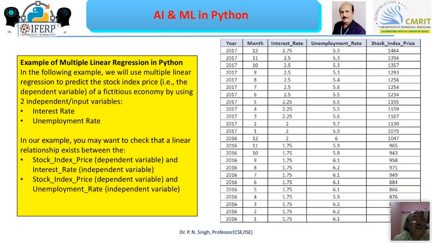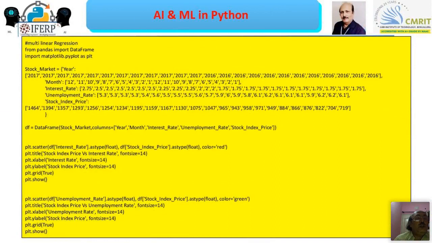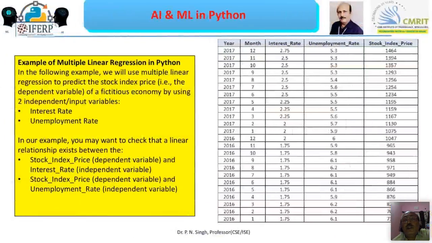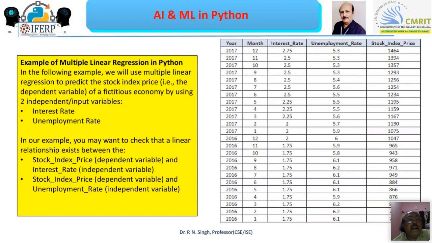Here it is given. You may want to check that a linear relationship exists between the stock index price, the dependent variable, and the interest rate, the independent variable. Again, the stock index price is dependent and the unemployment rate is independent. Both are there, so we will have to check in multiple regression. I have taken all those in a list of lists: the years, then the months, and then the interest rate. Whatever data I'm showing here, all of it is taken in that.